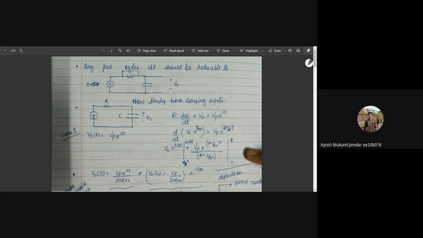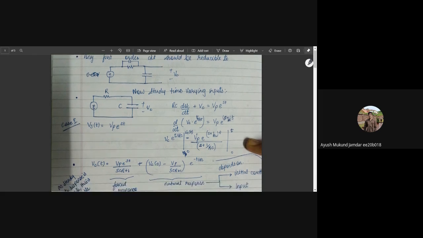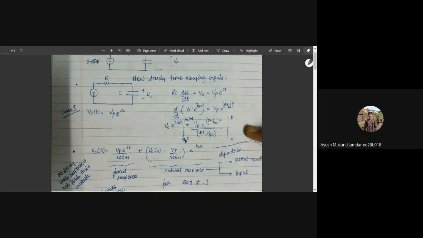So on solving this differential equation, we'll get something like Vc of t is equal to Vp exponential st upon SCR plus 1, plus Vc of 0 minus Vp upon SCR plus 1, and this whole times exponential minus t by RC. And this is when SCR is not equal to minus 1. So what does this indicate? Vc of 0 was the initial voltage across the capacitor.